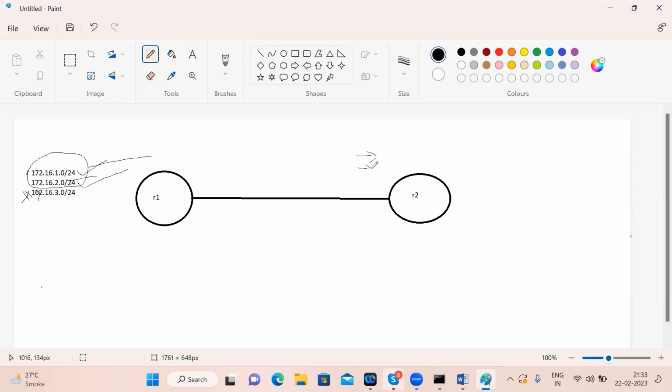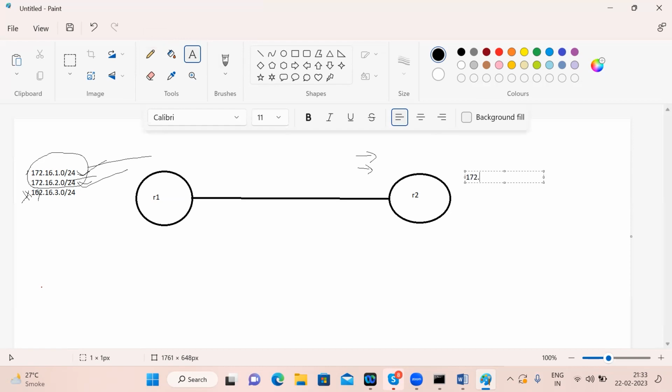Classful in behavior means they will never carry the subnet masks. They will never carry the subnet masks. What will router 1 advertise to router 2? Router 1 will advertise to router 2 that we have two subnetworks, 172.16.1.0 and the second one is 172.16.2.0. This is the information which a classful routing protocol will advertise without any subnet masks.